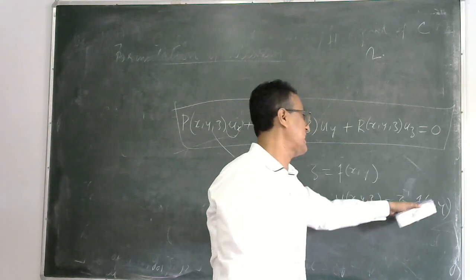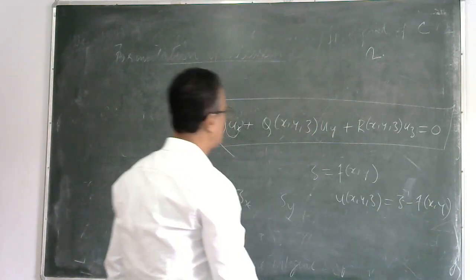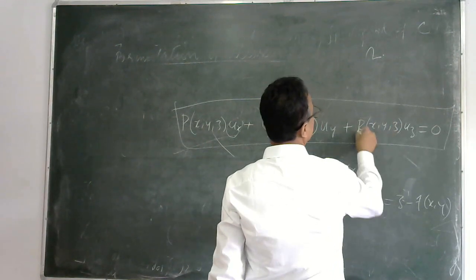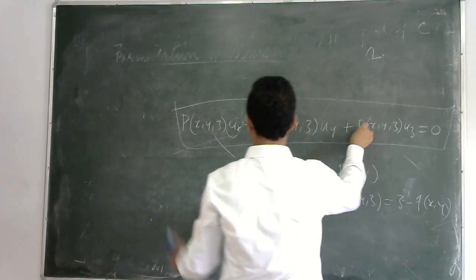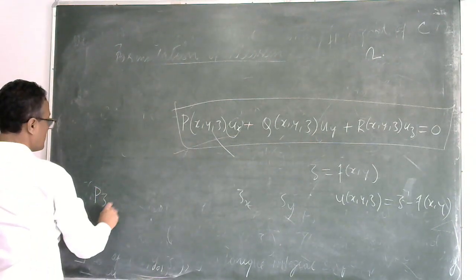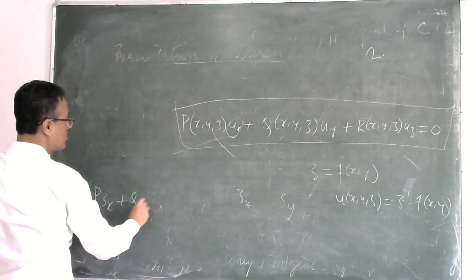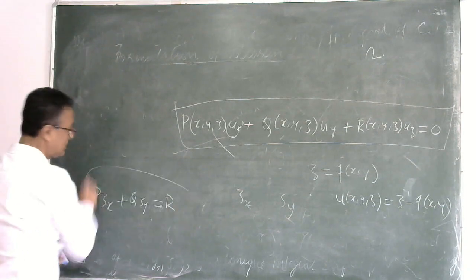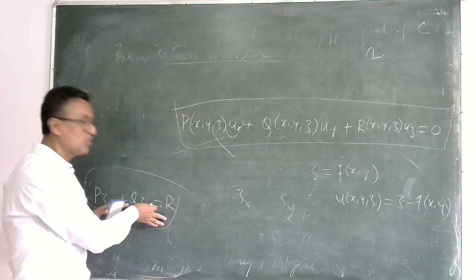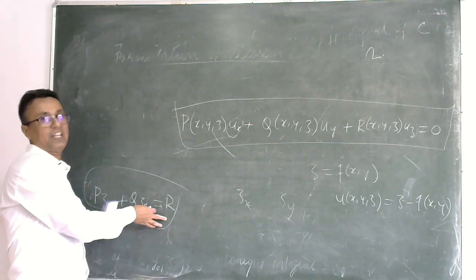You may choose it as f of x, y minus z. So then, what happens if it is minus 1? Then it is simply going to be r. So basically, I am going to deal with p zx plus q zy equal to r. Because you already know the tougher part, this will be much easier to handle.